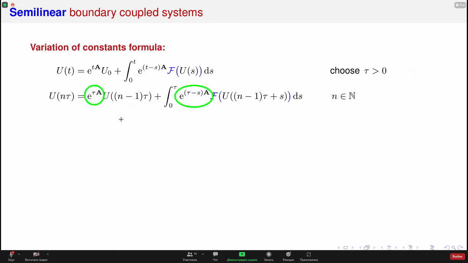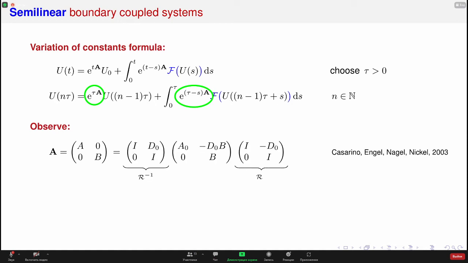But now, here is the question: how to get these semigroups? Because when we are really using computers, we don't have these semigroups. We need to approximate these semigroups too. How to do that? Let us observe that this boldface A operator matrix can be written as a product of these three operator matrices. This was also first observed by Casalino, Engel, Nagel, and Nickel.